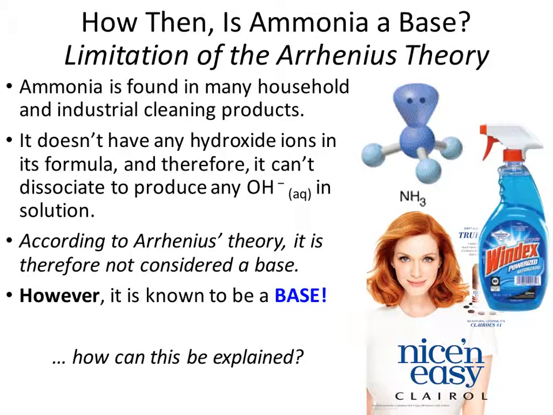So the main one that we look at here is ammonia. Ammonia is found in a lot of products, in fertilizers, in explosives, in cleaning products, industrial and household, but it doesn't have any hydroxide ions. So if it dissociates, as in what we saw before, it can't produce any OH. That's the basis of the Arrhenius theory, that bases produce OH. Well, we know that ammonia is a base, and it doesn't have OH. So how can we explain this? Well, we have to evolve our definition.